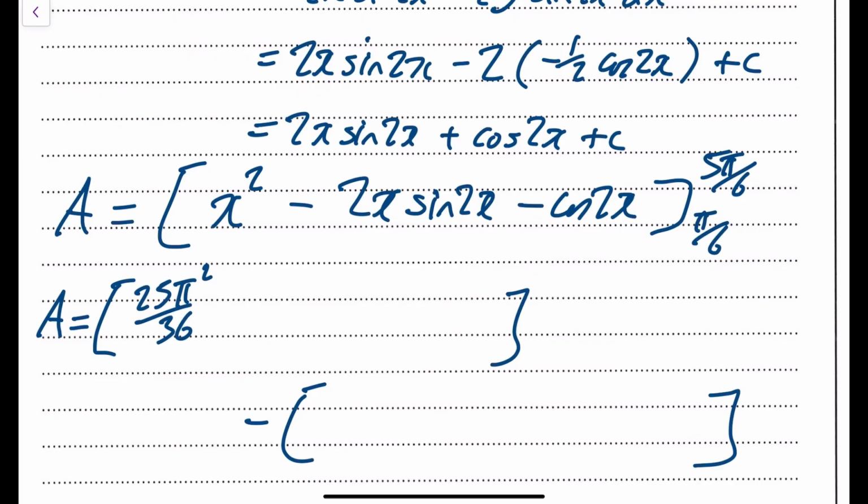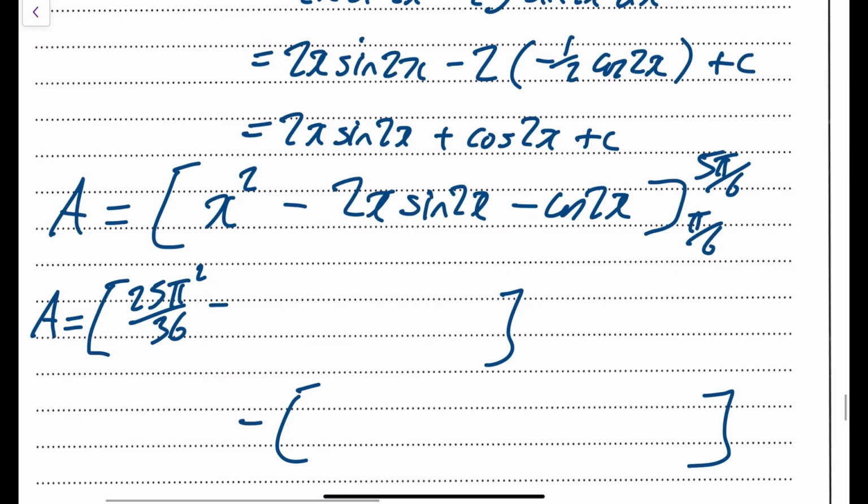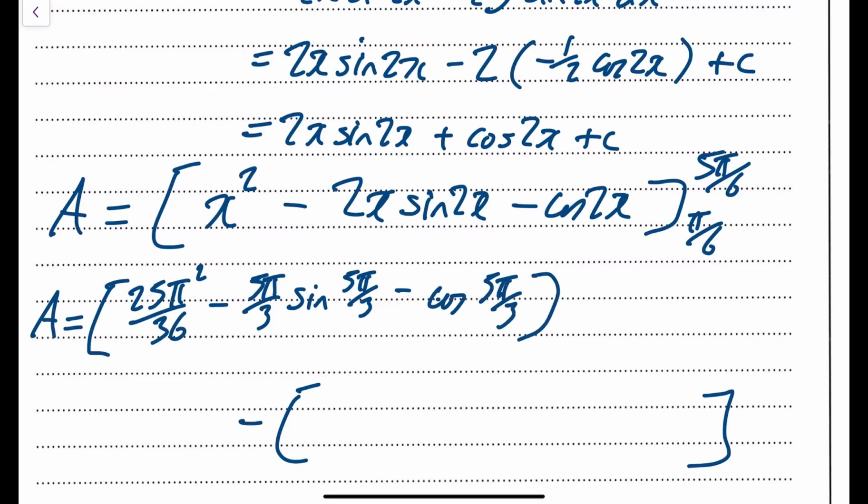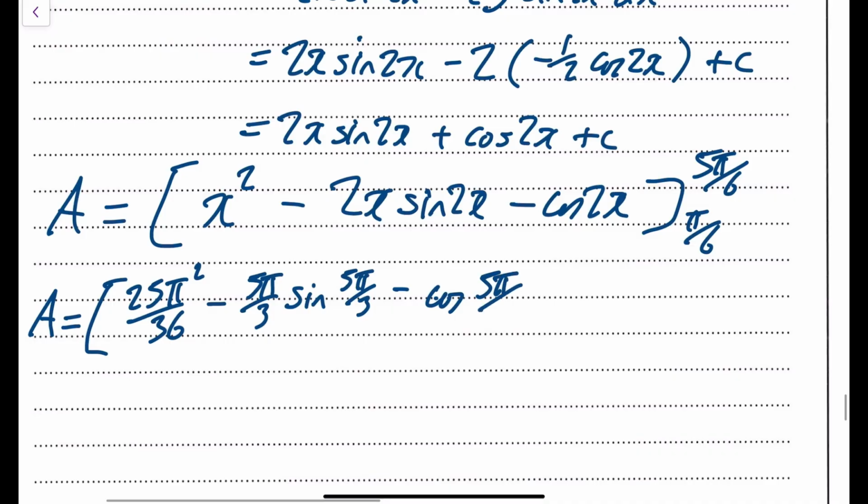Then it's going to be minus, and then 2 times 5 pi over 6 is going to be 5 pi over 3, and then that's going to be sine of 5 pi over 3, and then minus, and then that's going to be cos of 5 pi over 3. That's my first bracket.